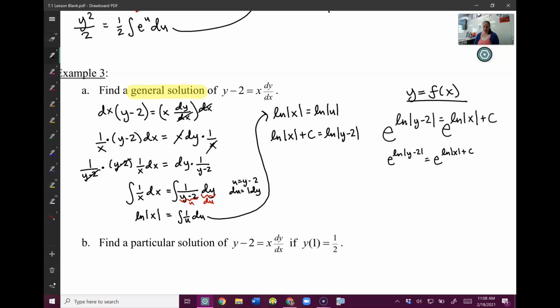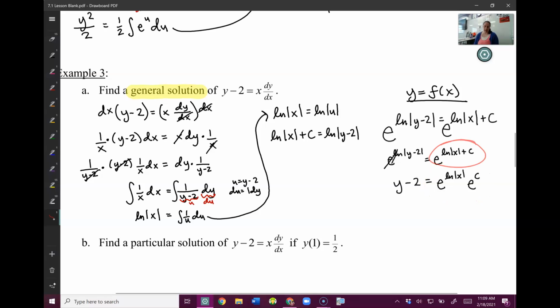I do this because e and ln cancel each other out. So I get y minus 2 equals, now this, I can't just cancel both of those out yet because of this plus c. However, I can do a rule that we've done in the past backwards. Because we've said if we're multiplying two things, then we can add the exponent. Well, that's the exponent added. So I can do that rule backwards and end up with this.